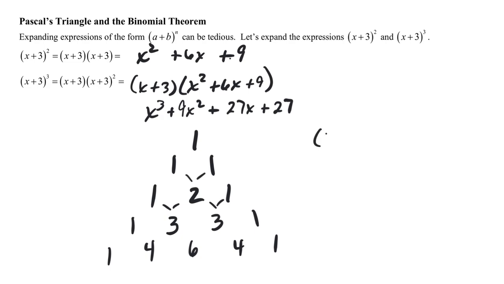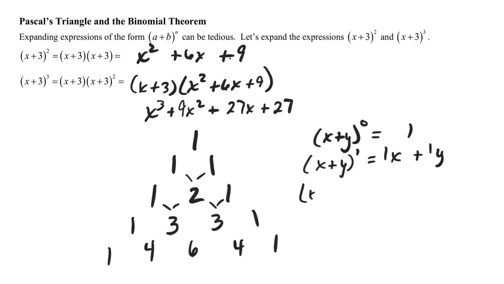I'm going to do this with x plus y. I think it might look a little bit easier. If I do x plus y to the first, I'm going to get x plus y. So it matches up: there's a 1 there, and there's a 1 there. If I do x plus y squared, I'm going to get x squared plus xy plus y squared, and there's actually 2 of those xy's. There's one of those, and there's one of those. So the coefficients match up to Pascal's triangle.